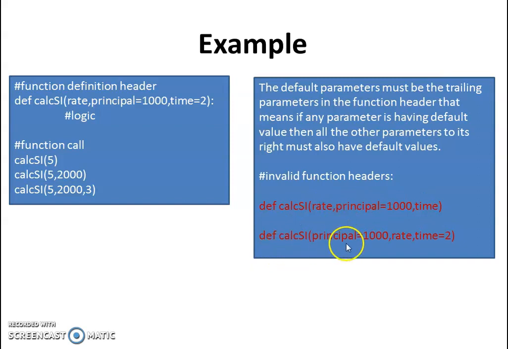In the next case, we have the default parameter principal equals 1000, then a normal parameter, and then again a default parameter. The default parameters must be the trailing parameters, right? So in between we cannot put normal parameters like this. This is what we need to notice: default parameters must be the trailing parameters.